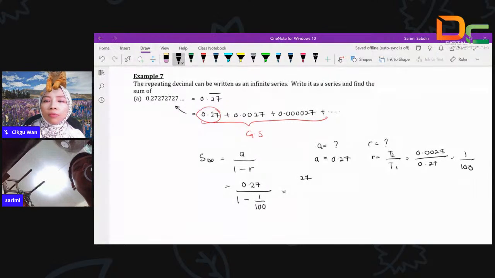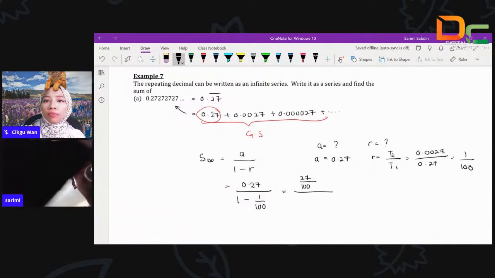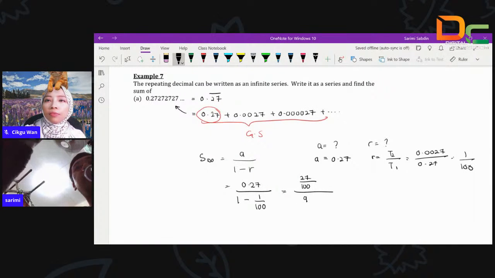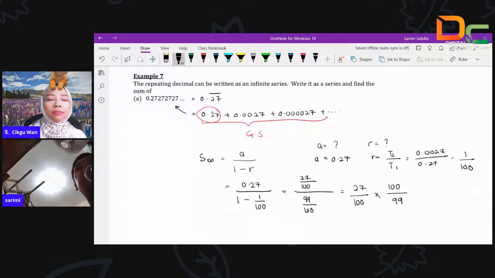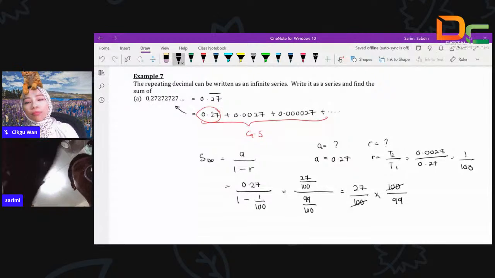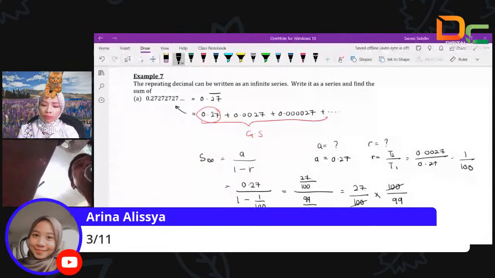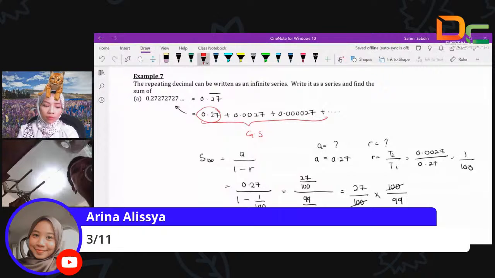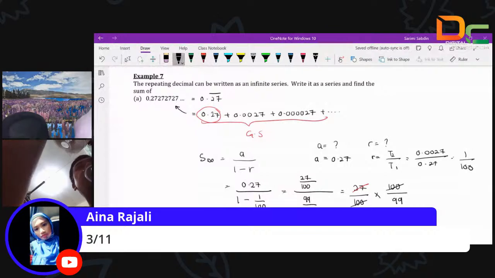So 0.27 is the same as 27 over 100. Okay, 1 minus 1 over 100 is 99 over 100. So this is two fractions, divide. So this equals 27 over 100 times. Okay, divide becomes multiply. Then the bottom fraction flips to 100 over 99. Okay, so 100 we can cancel. Okay, 27 and 99 also we can simplify because 27 is 3 times 9, and 99 is 9 times 11. So we can simplify, this is 3, and this is 11.